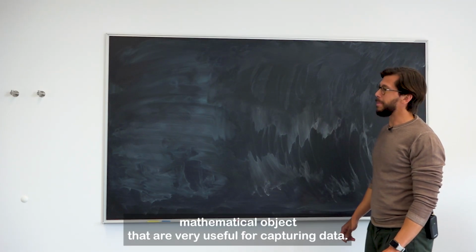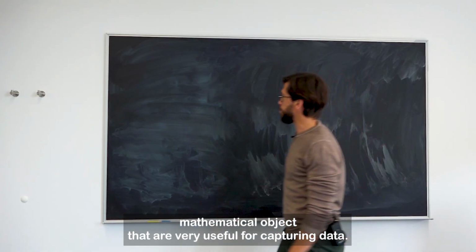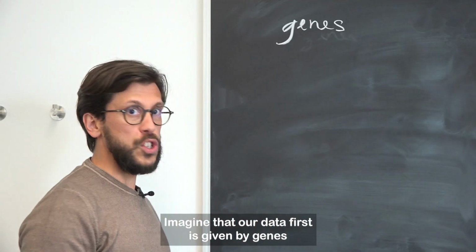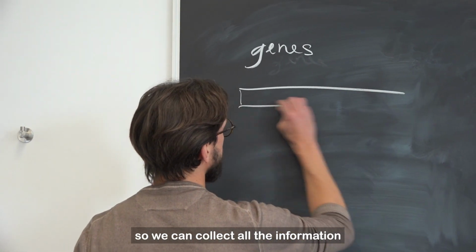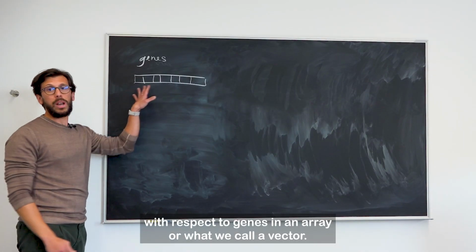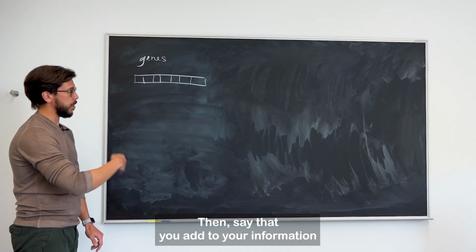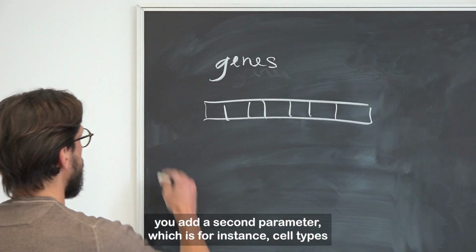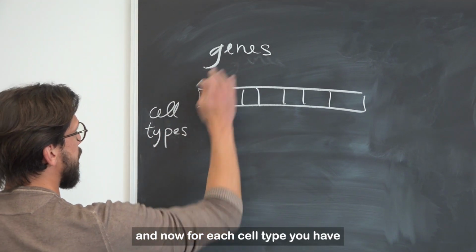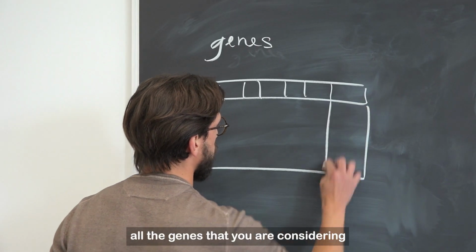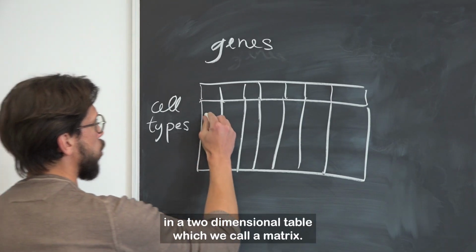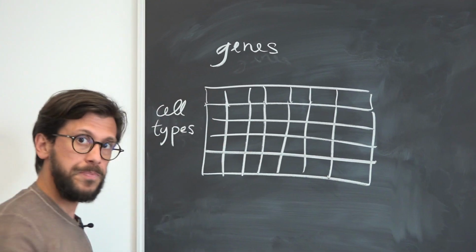So tensors are mathematical objects that are very useful for capturing data. Imagine that our data first is given by genes, so we can collect all the information with respect to genes in an array or what we call a vector. Then say that you add a second parameter, which is, for instance, cell types. And now, for each cell type, you have all the genes that you are considering, and so you can encapsulate all this information in a two-dimensional table, which we call a matrix.